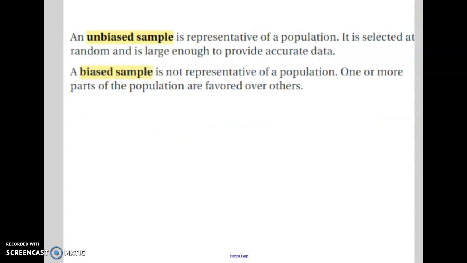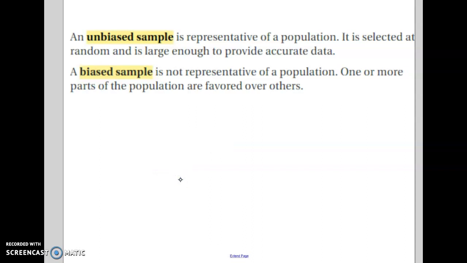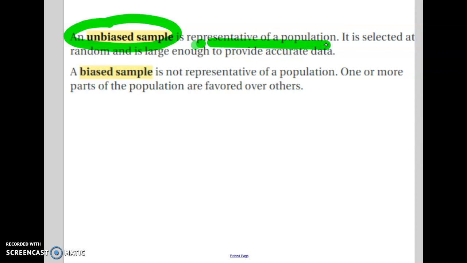The reason we want to determine a random sample is that, depending on the type of sample you survey, it could result in a biased sample or an unbiased sample. What you're going for is an unbiased sample. It's going to be representative of the entire population, selected at random, and large enough to provide accurate data.